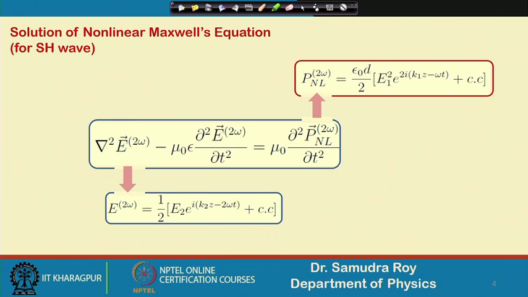So, this is another equation, and this is for E2 omega. There should be two equations, one for the fundamental wave and another for the second harmonic wave. So, this is the second harmonic wave. For the second harmonic wave, the nonlinear Maxwell's equation will have almost the same form. The only thing you should note is that now we are dealing with frequency 2 omega. So, in all cases we have 2 omega components here.